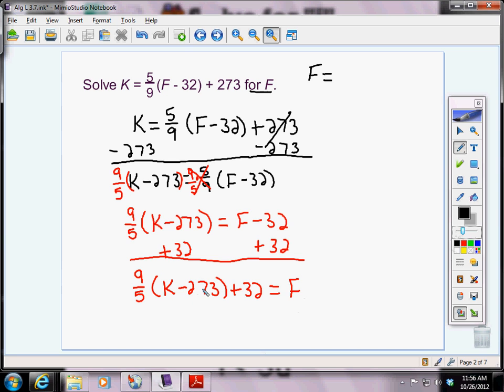We can't really combine like terms or anything here. You could use the distributive property, but then you're going to be dealing with a whole bunch of fractions, so you don't have to do that. You can just leave it as Fahrenheit temperature equals 9/5 times the quantity Kelvin temperature minus 273 plus 32. Now if I was given the Kelvin temperature, I'd just plug it in and be able to solve.